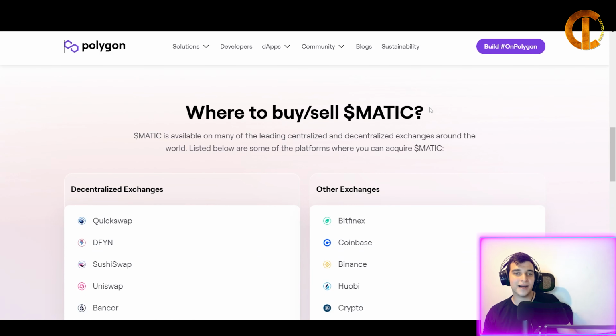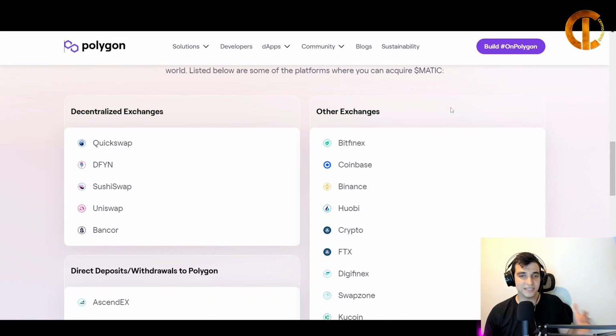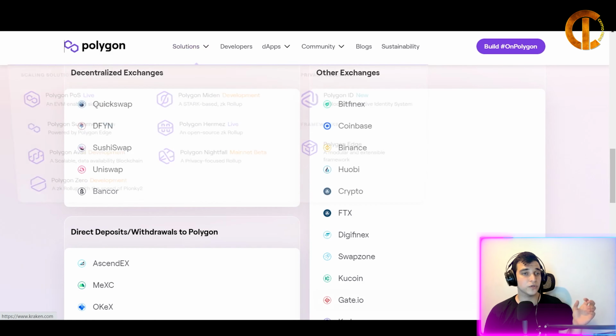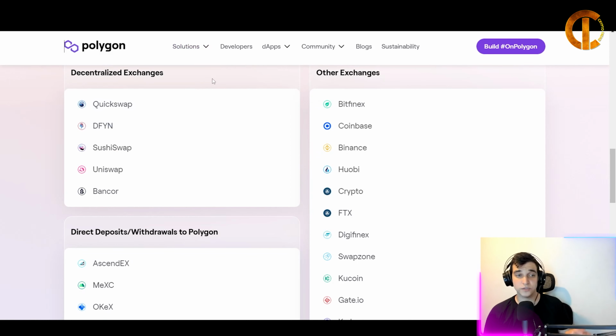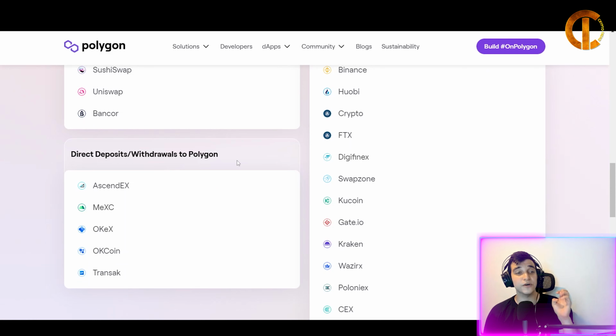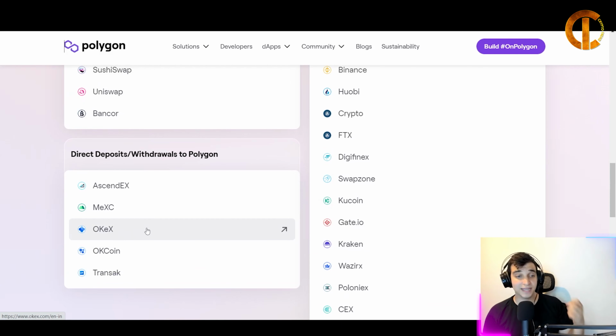Now, where you can buy and sell Matic, you can buy and sell in a lot of places. Of course, in the big places like Binance, Coinbase, Crypto.com, FTX, and much more. And also on the decentralized exchanges like QuickSwap, SushiSwap, Uniswap, and much more. And also direct deposits or withdrawals to Polygon on sites like OKX and OKCoin, and you literally just need to click it.